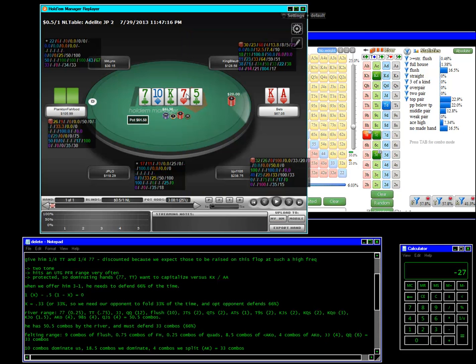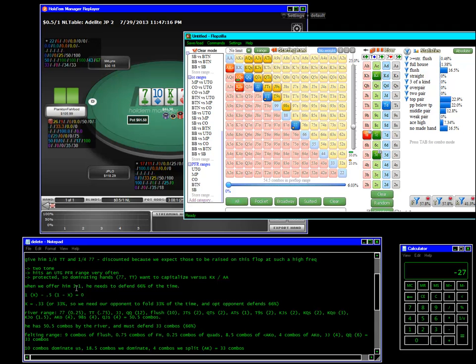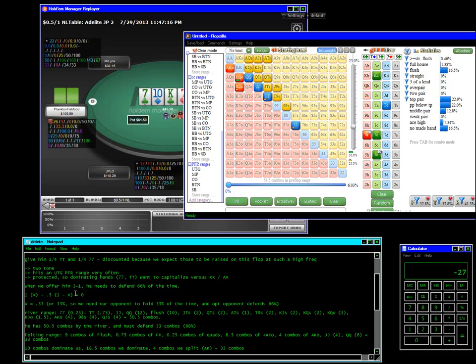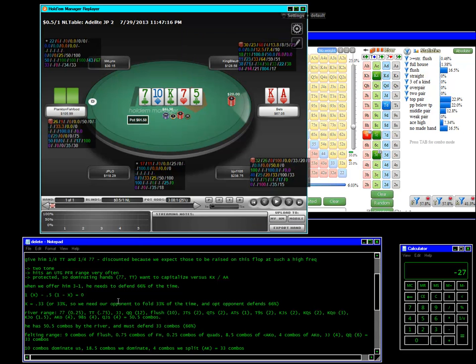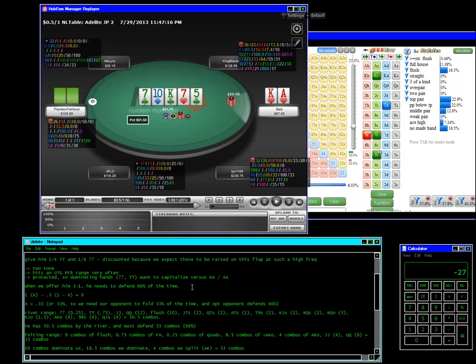Okay, so we've got half pot, and we're giving him 3-1 here. When we give him 3-1, he needs to defend 66% of the time. He should have at least 25% equity in order to do it. Those are the two parameters for it. He must defend 66% of the time, so we don't exploit him by betting wider, or pretty much betting any two cards. And his hand needs to have 25% equity to neutralize as a bluff catcher.